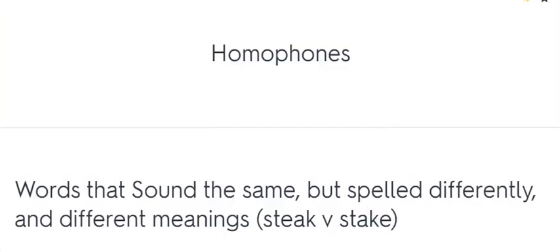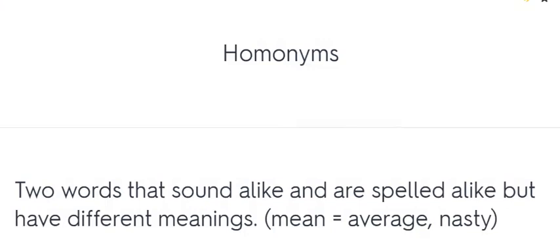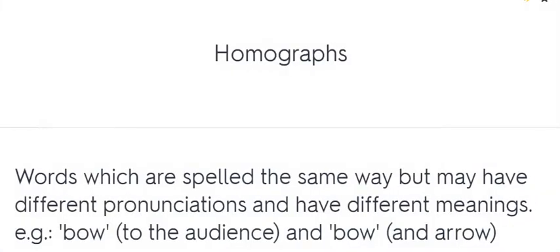Homophones. Words that sound the same but are spelled differently and have different meanings. Homonyms. Two words that sound alike and are spelled alike but have different meanings. Homographs. Words which are spelled the same way but may have different pronunciations and different meanings, for example, bow and bow.